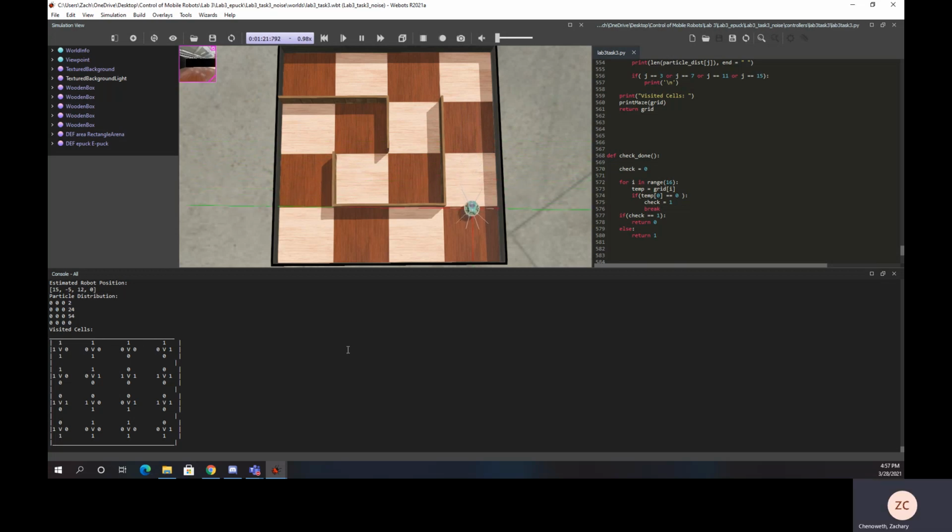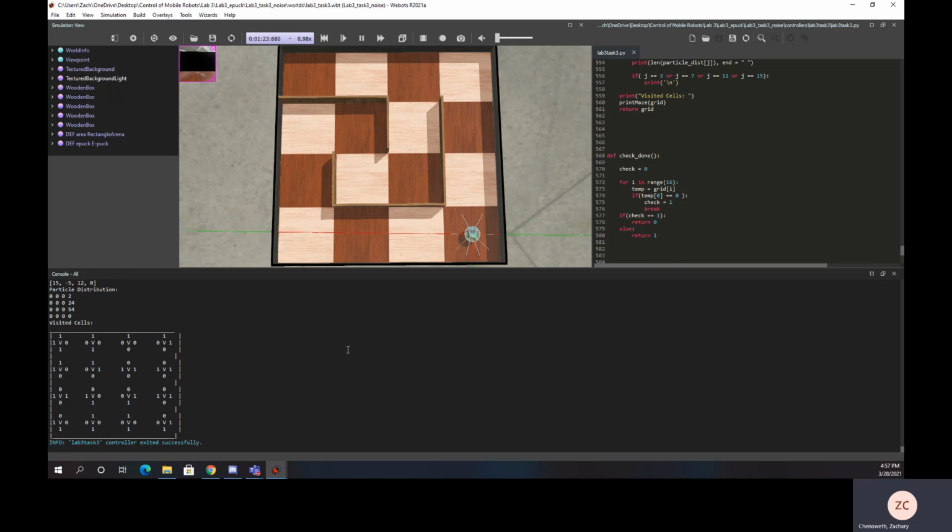So we're coming up to the end here. And once it hits the cell, it's going to see that it's visited all the cells, and then we end the program successfully. So that's all the code that we have.